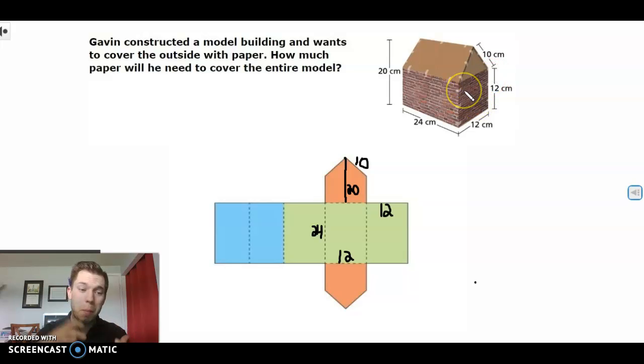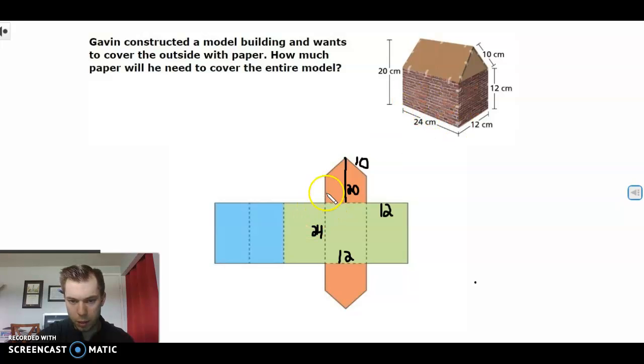So now we're going to look at a composite three-dimensional shape. Okay, so we have Gavin, who constructed a model building and wants to cover the outside with paper. We know how much paper we'll need to cover the model. This one's going to take a little bit of breaking down to do. So I kind of pre-labeled here.